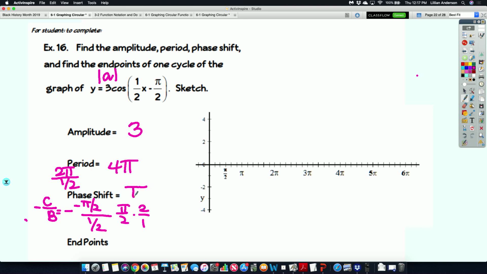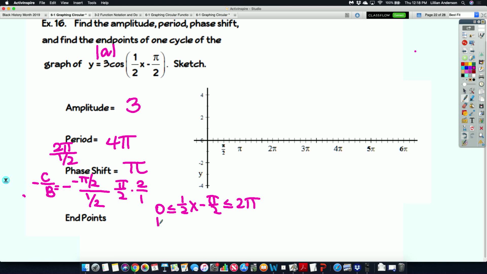2 pi over 2, which is just pi. So my phase shift is pi. I am moving to the right pi units. And my endpoints, this is the foldable, it all went together, okay? So if I do the little formula to figure out exactly where the one cycle that I'm graphing is going to start and where it's going to end, aka the first entry in my table and the last entry in my table, how do I solve?